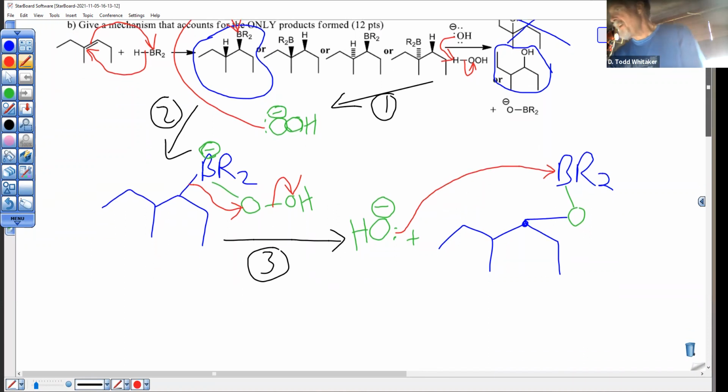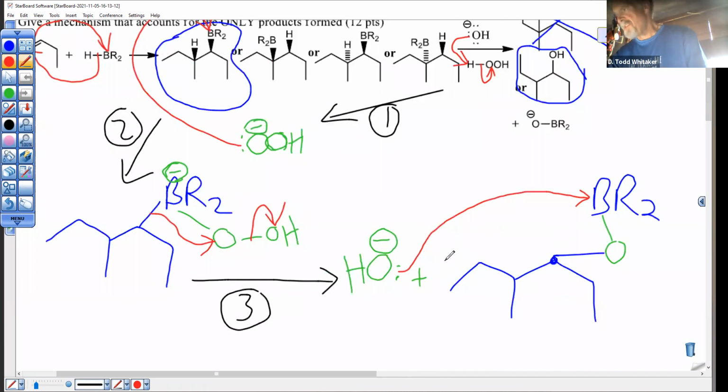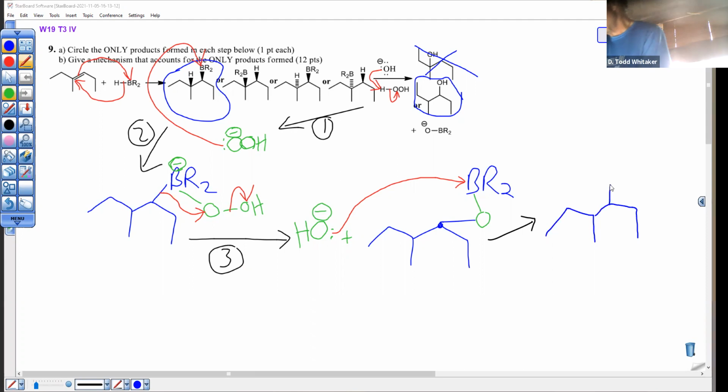All right, step 4. I want to keep everything on the same page here. Shrink down just a little. I think we can do it. Step 4, you're going to get a 4th bond to boron one more time. Got a bond to O. Okay, thank you. Bond to O. And a bond to B, with 2 R groups. And you also have a bond to hydroxide.